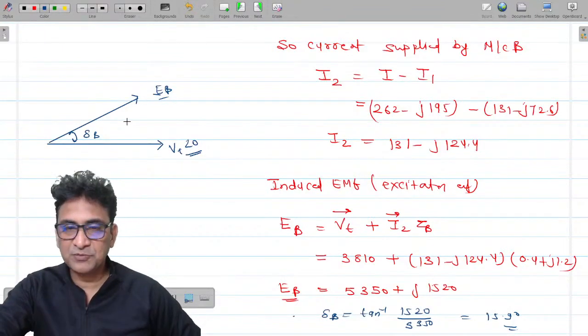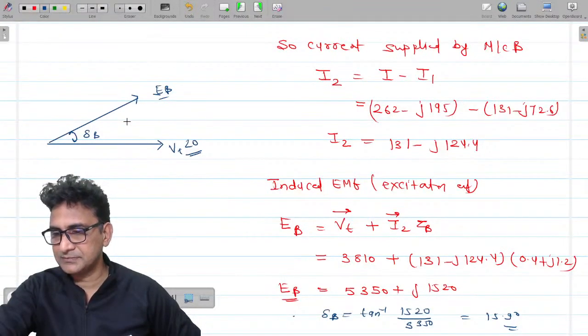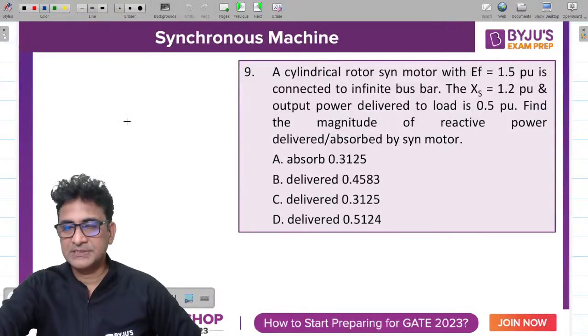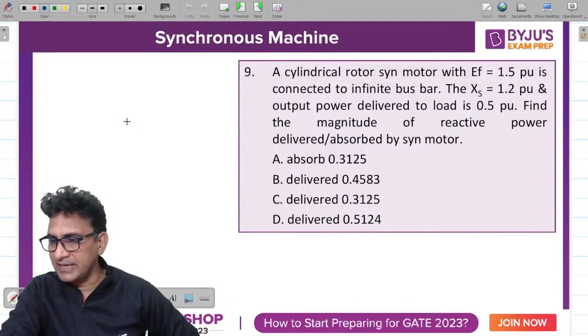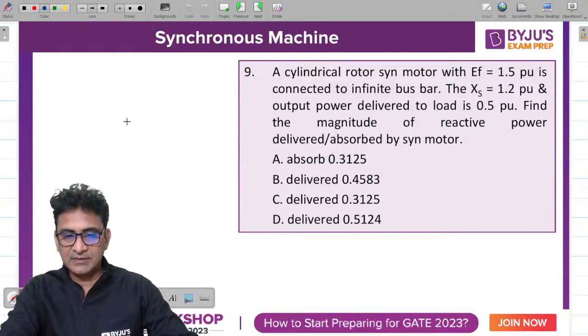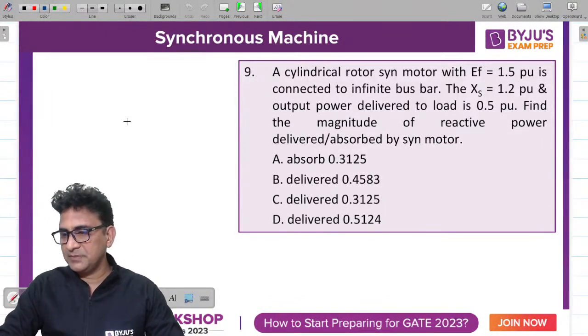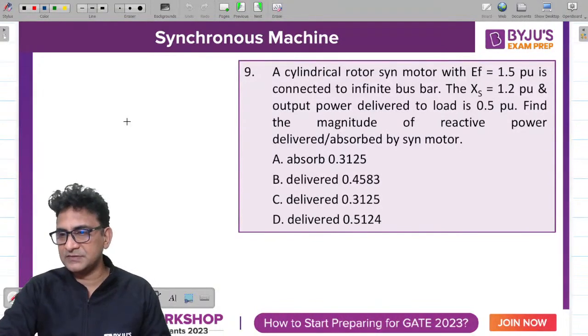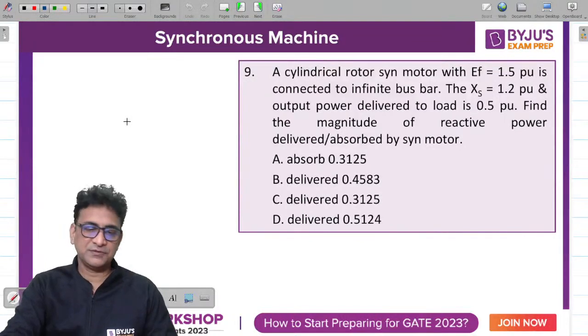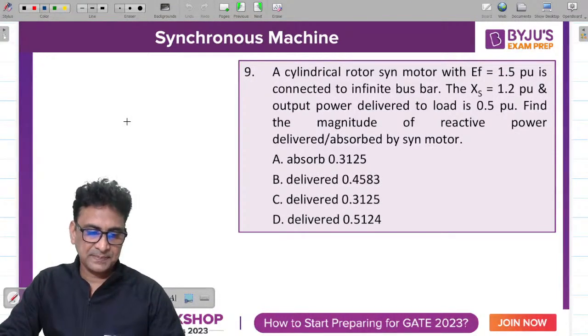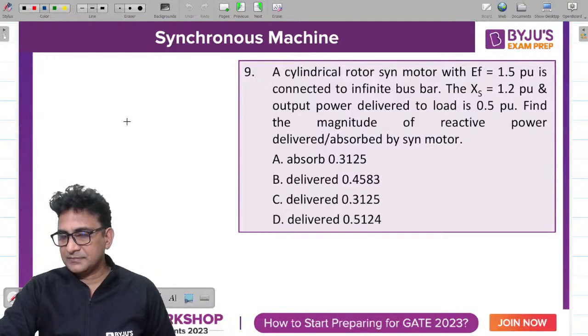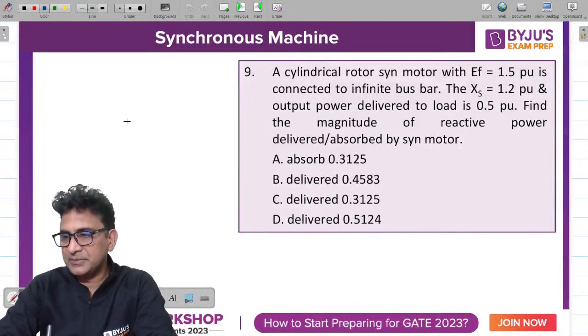Okay, should I move to the next question? Now we come to question number 9. This is the last class of electrical machines, because we have already completed the three machines, transformer, induction and DC, and this is the fourth one. We can take a similar class for power electronics. Okay, this is question number 9.